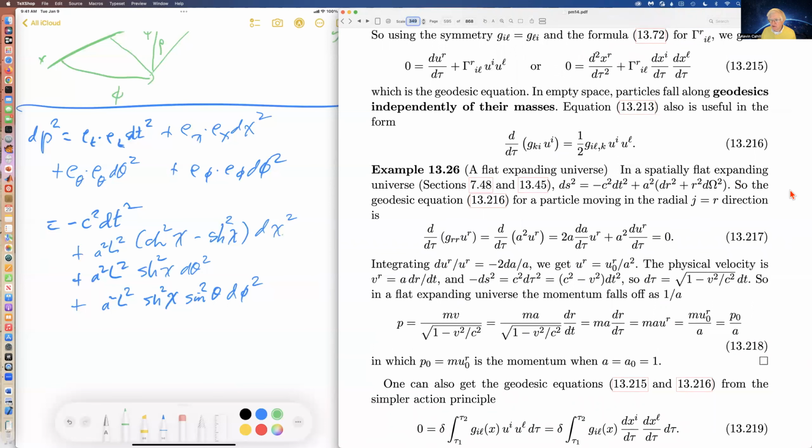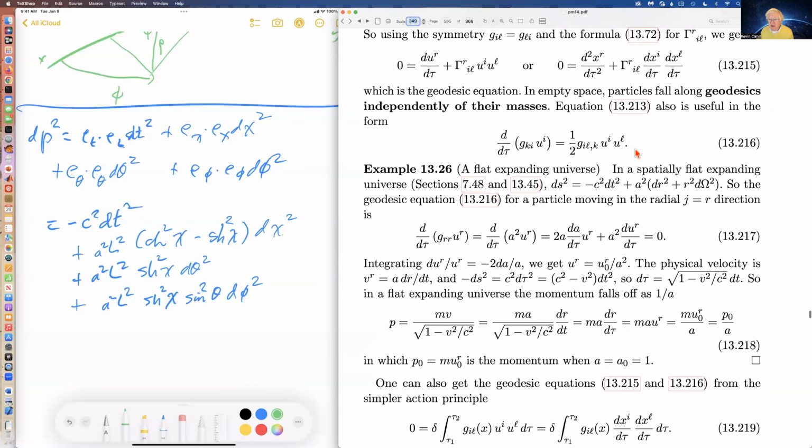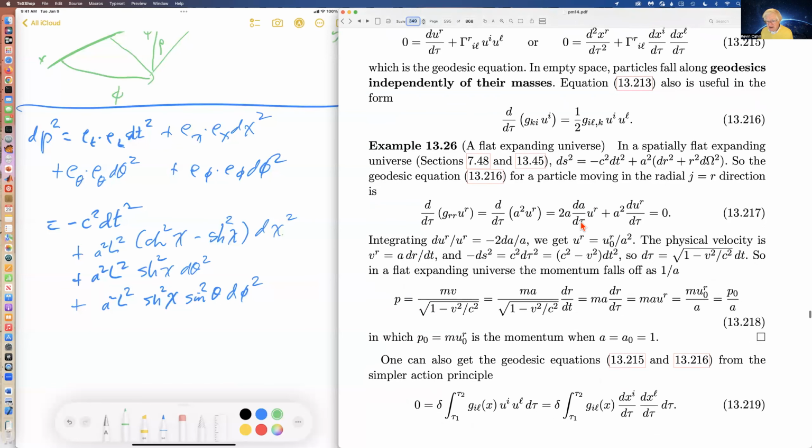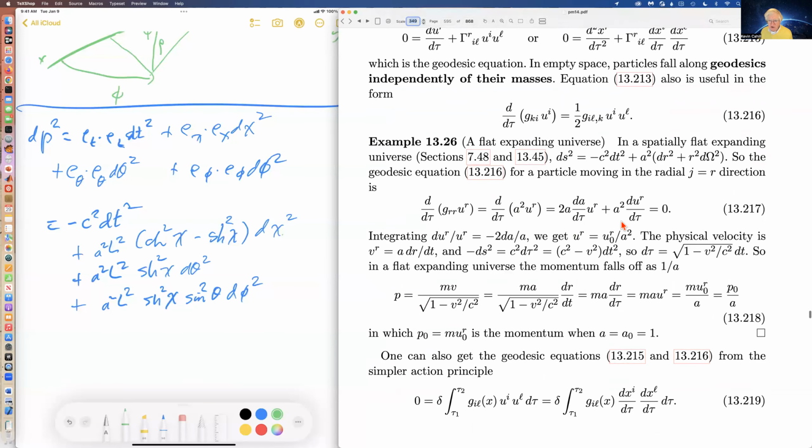All right, maybe this example is worth doing. If you have a spatially flat expanding universe, so we're in flat space and it's just expanding, what is the motion of the particle? Well, it's d/dτ of g_ij u^j. u^j is dx^j/dτ. And that turns out to be this. And so you get a dA/dτ and then an a squared dτ.